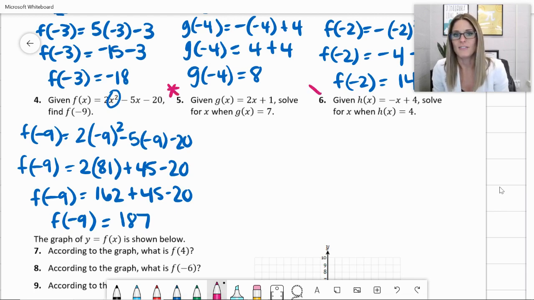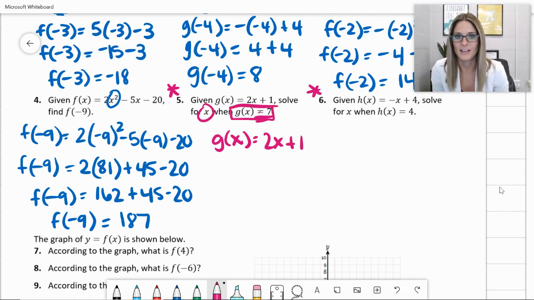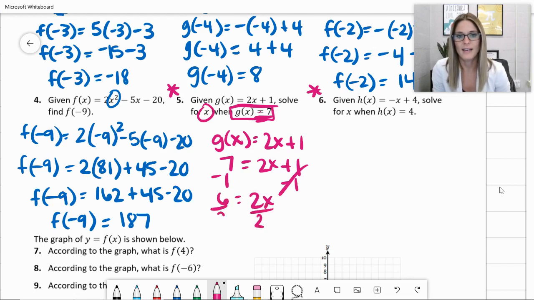I'm going to put stars next to 5 and 6 because they are different. They are going to be different sections on your Delta Math. It says given g of x equals 2x plus 1, solve for x. What was x? What was the input when g of x equaled 7, when the output is 7? So let me show it this way. I'm going to write the problem. We are replacing g of x with 7. The final answer, the output, was 7. You see that? So now we're just going to solve this equation. We're looking for x, what the x value was. So I'm going to solve, and x equals 3.